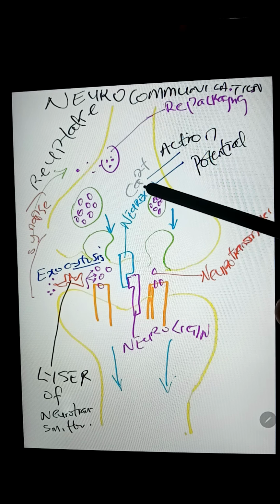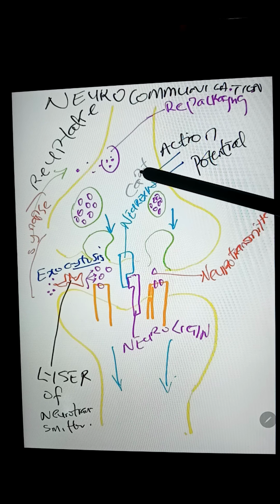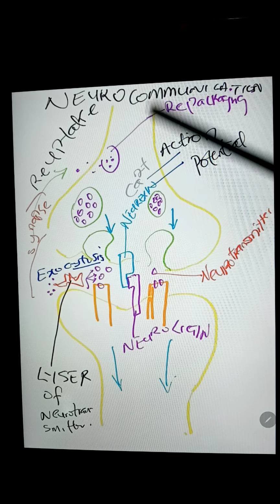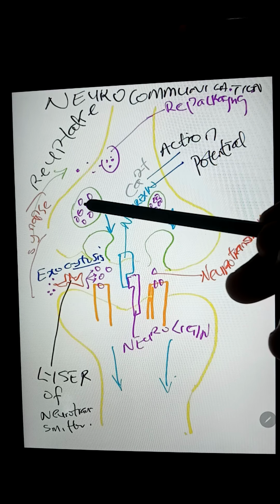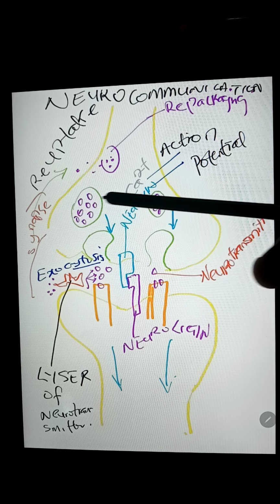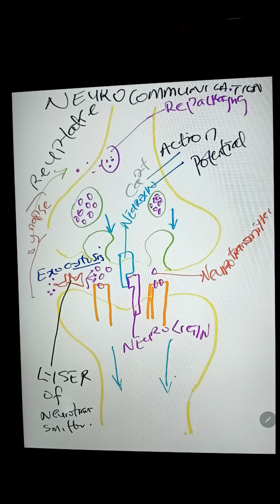Now, there's an influx of calcium ion, that's Ca2+ here. When there's an influx of calcium ion, this is what happens. You see these vesicles, they are packed with neurotransmitters. Neurotransmitters are communicating chemicals between neurons. So we could have acetylcholine, norepinephrine, serotonin, dopamine. Those are chemicals which neurons use in communicating.